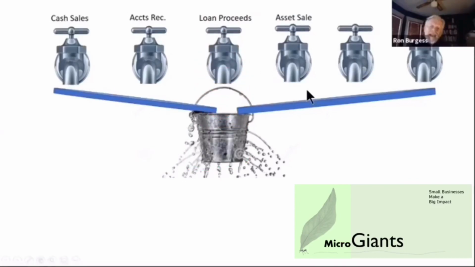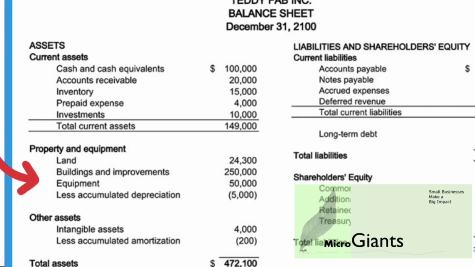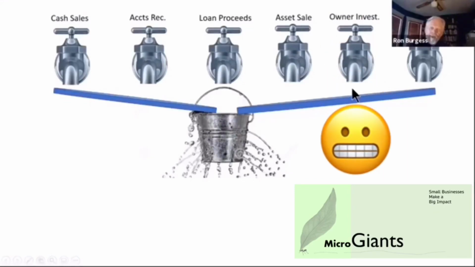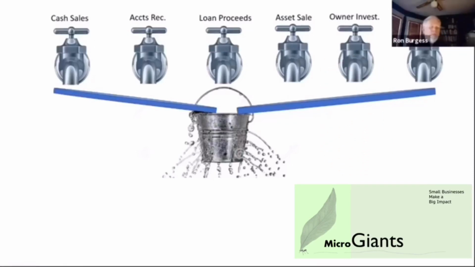Then you have an asset sale. You can just take something and sell it. It could be used office equipment or a machine, a car, maybe a building, and that can come into the business as cash. Owner investment happens quite a bit in small business, where you may just make a loan to yourself as the owner into the business, and so that's a source of cash.